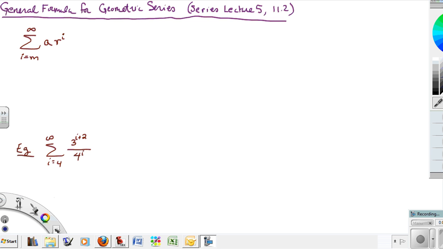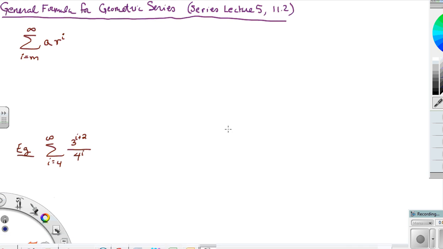Hi again. We're going to do a little bit more messing around with geometric series. We're going to come up with a general formula for a geometric series of the form the sum from i equals m to infinity of a times r to the i. Just to point out, this is a times r to the m plus a times r to the m plus 1 plus dot, dot, dot, right? Just keep adding bigger and bigger powers of r on there. And I want to see if I can come up with a general formula.